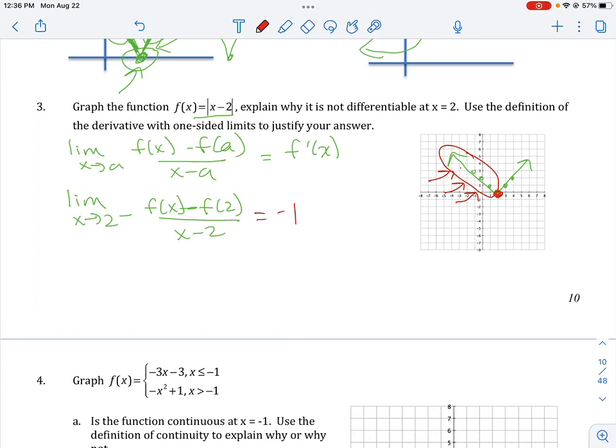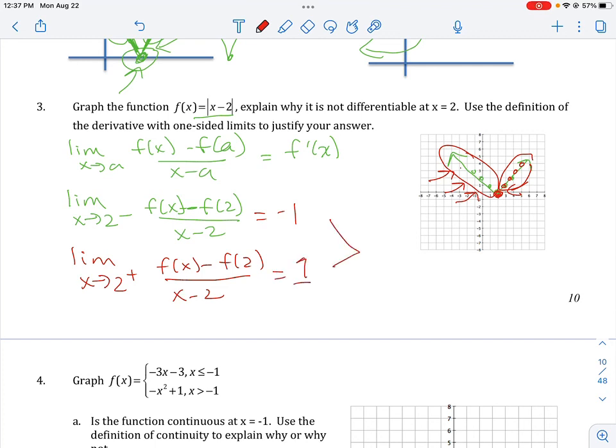It's always -1. If I look at the right side, so if I approach 2 from the right side of the graph, this slope is always +1. So as you approach 2 from the left and the right side, these are not approaching the same value. It's because these two values are not the same that it is not differentiable at x equals 2, and that's why it creates that corner.